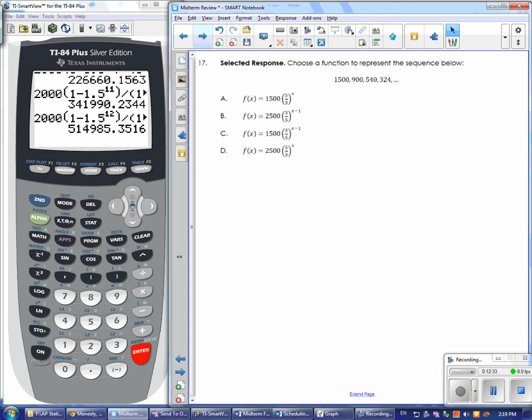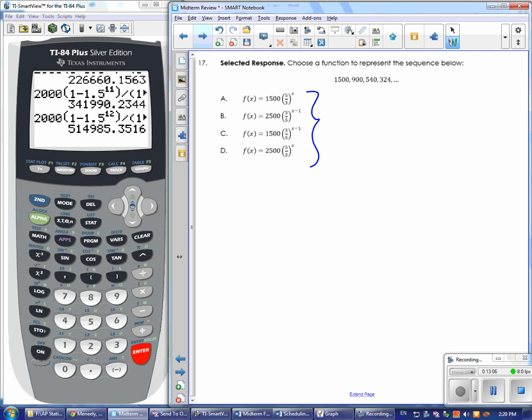All right, number 17 is also another calculator-based question. Again, we're looking at a sequence of numbers, and we have to pick the correct explicit function. If you look at your possible options, they all represent a geometric sequence or an exponential function, whichever way you want to look at it. So I know this is not going to be arithmetic. I don't have to look for a common difference. What I need to do is look for the common ratio again.